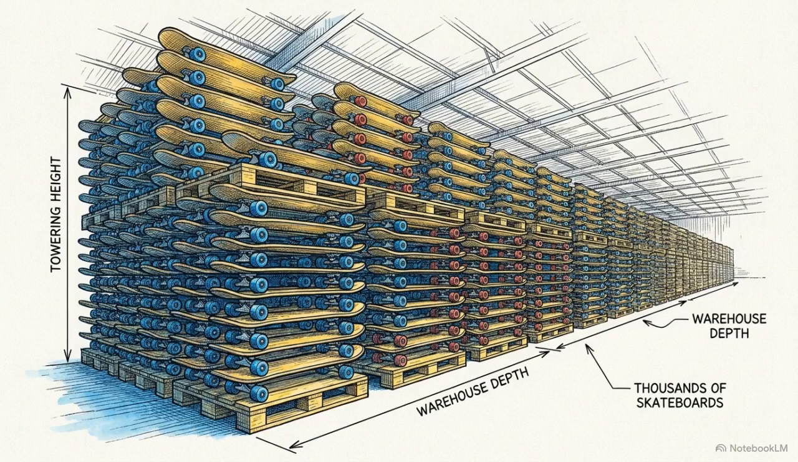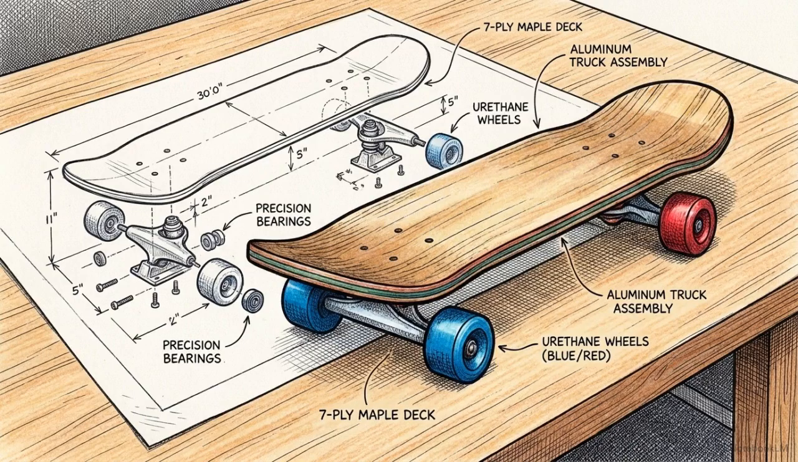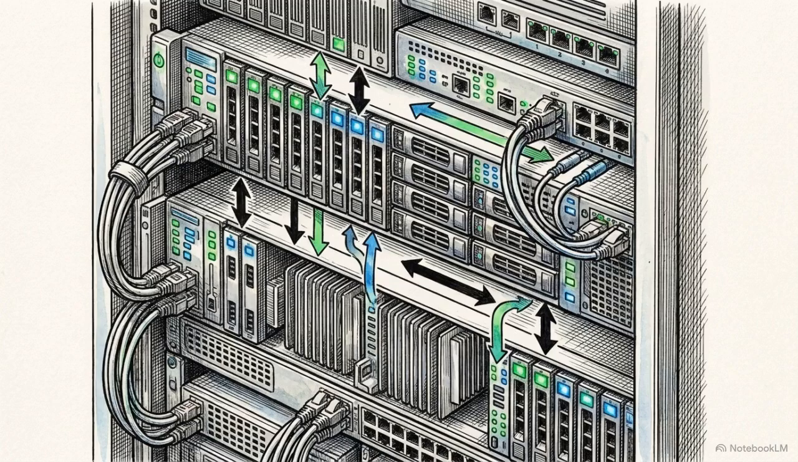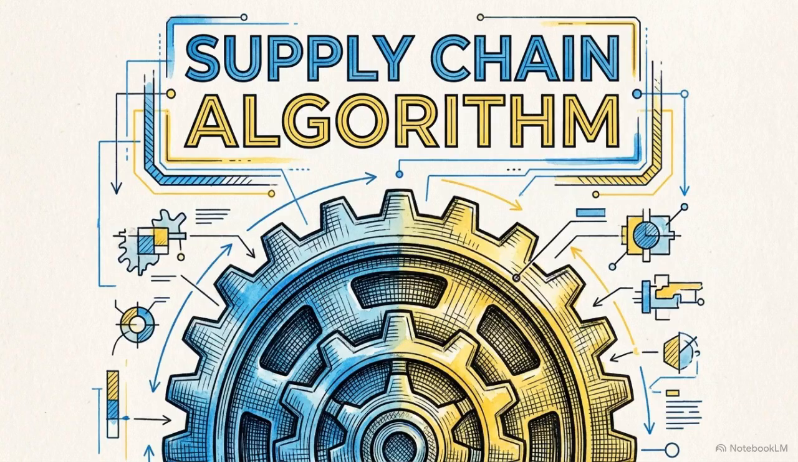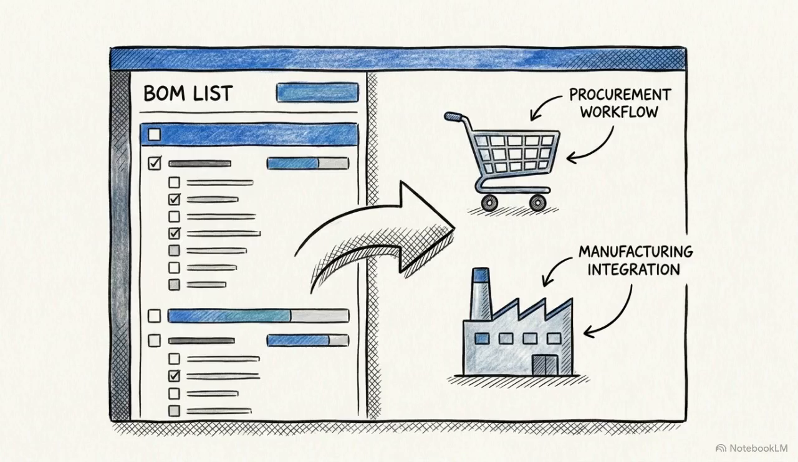Now we can solve the problem of scaling up to 1,000 skateboards. We know the recipe for one board, but calculating the total parts for a massive order requires an automated approach. Factories use a software system called Material Requirements Planning, or MRP. This system uses the BOM to calculate exactly how many components the factory needs to buy or build.